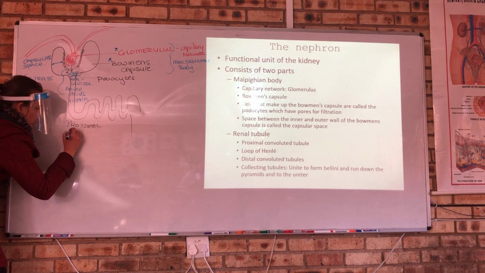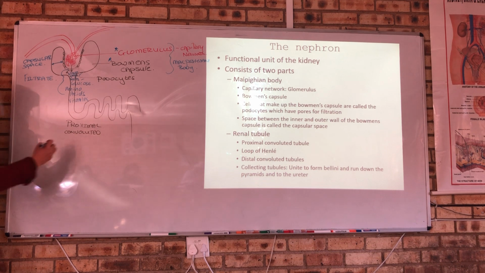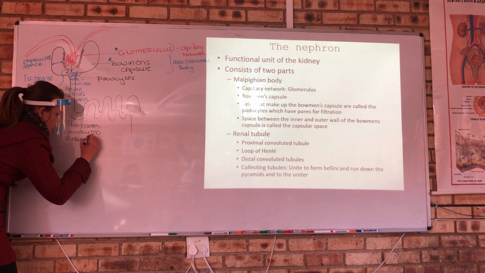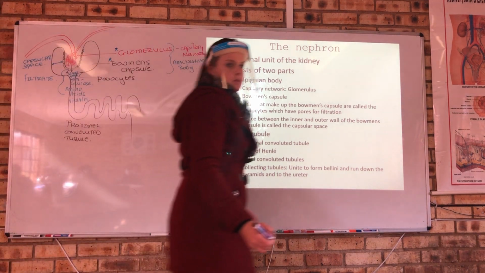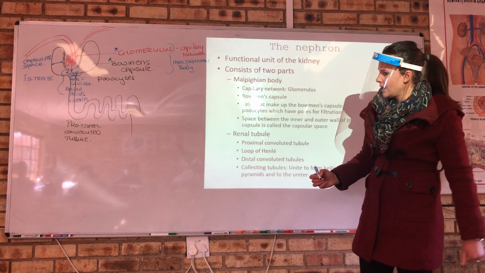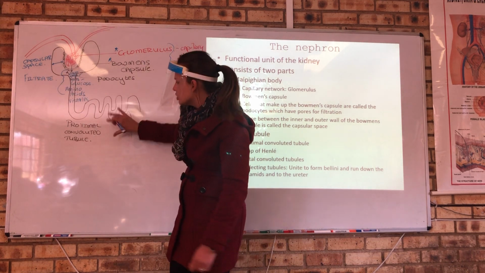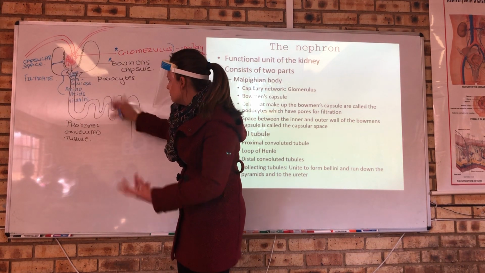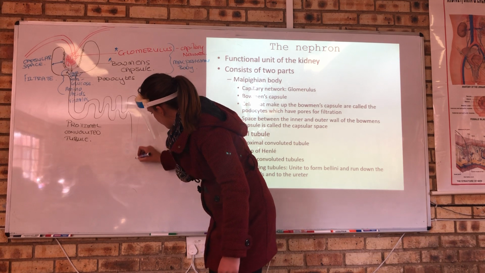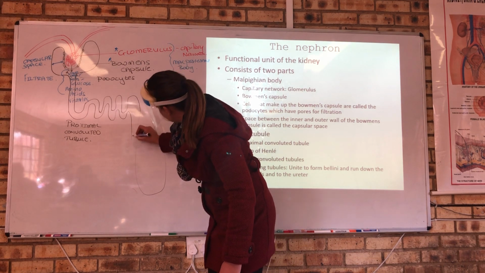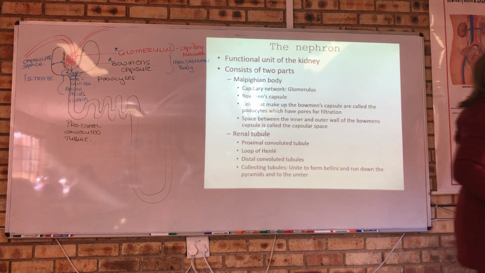Proximal, convoluted, and then tubule. So we have the proximal convoluted tubule. Proximal, close to the Malpighian body. Convoluted, it's twisty and turny and all in and out. Okay, tubule's easy. Then it drops down into what we call the loop of Henle. What is a loop going to look like? Like a loop, right? Is that difficult? Not at all.